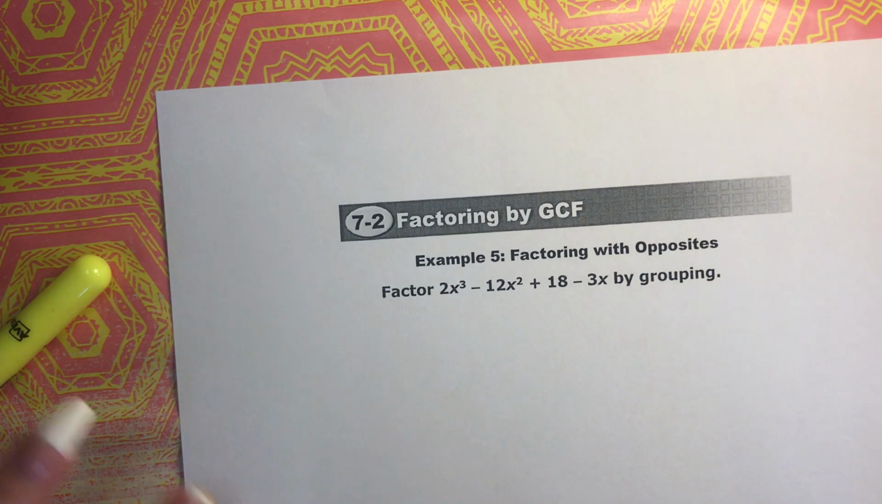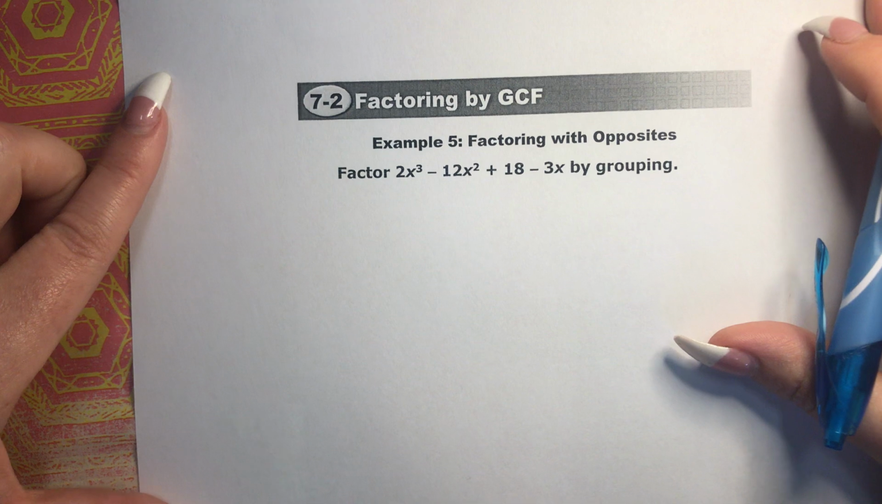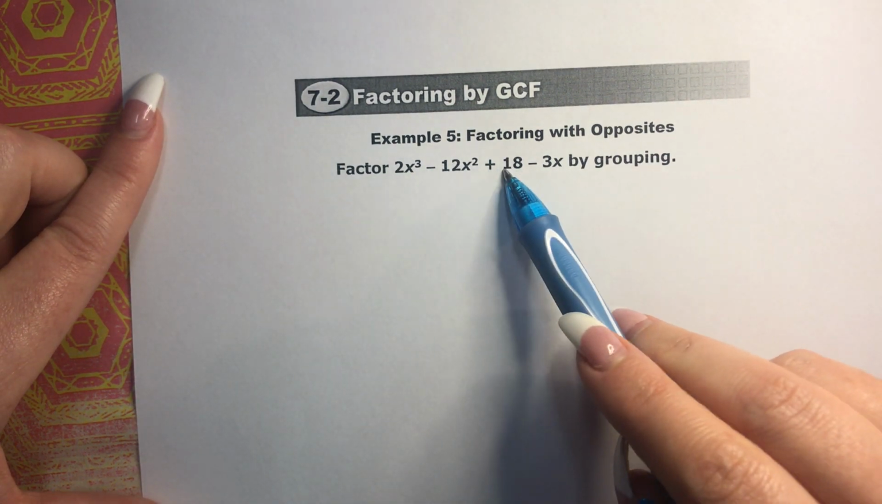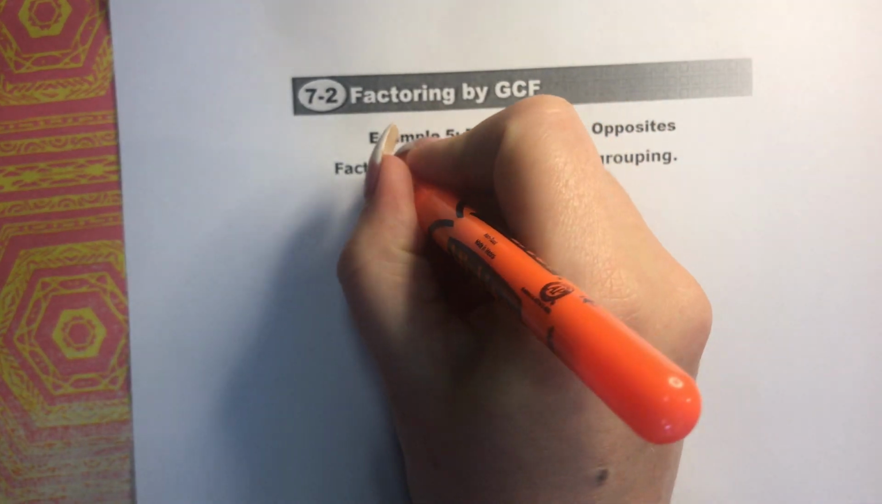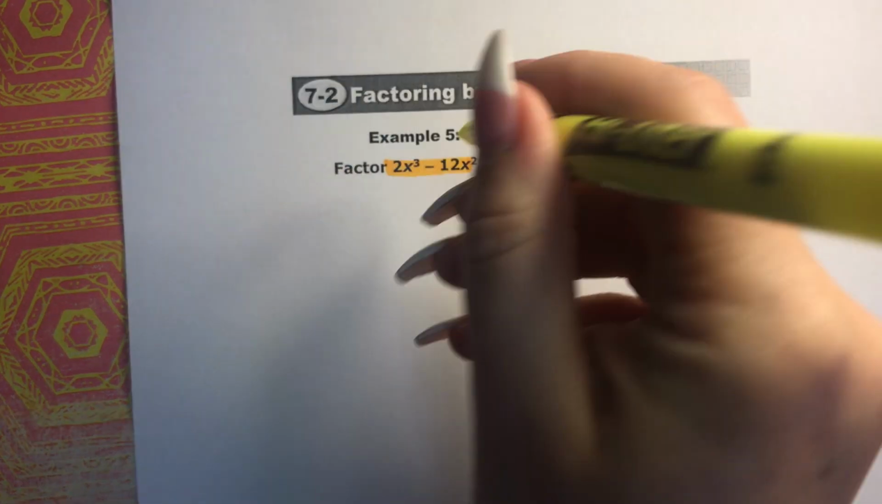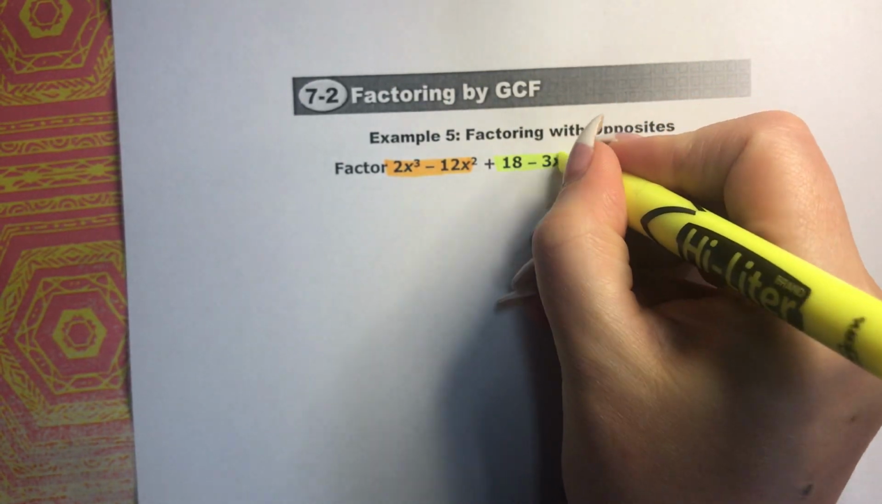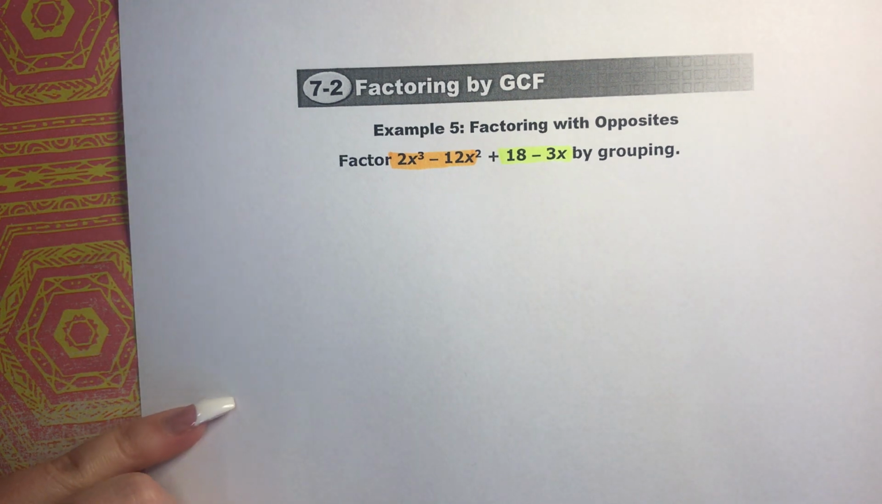Okay, so let's go ahead and get started with example 5. We're going to factor this by grouping. So 1, 2, 3, 4, right? So the first two terms, those are a group. Everything is the same as in example 4. Those are a group. We're just going to factor out that GCF.